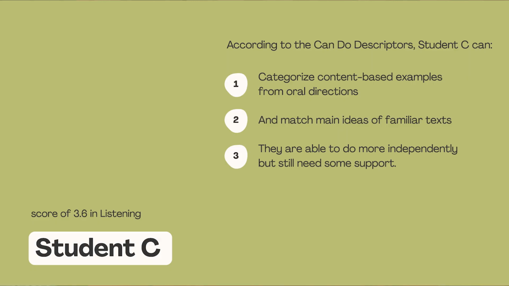If I had the student in my classroom, I would know that giving a long lecture without scaffolds would be very challenging for them. Visual supports, clear step-by-step instructions, and frequent check-ins would be essential. Student C received a 3.6 in listening. This means they can categorize content-based examples from oral direction and match main ideas of familiar text. They are able to do more independently, but still need some support.